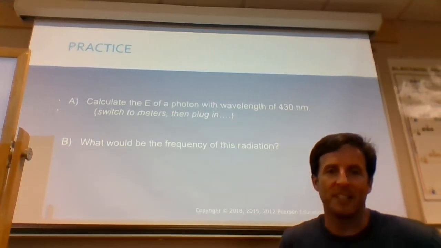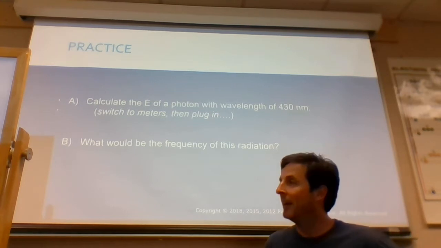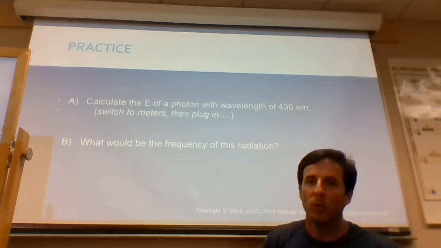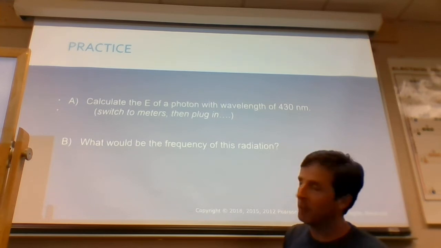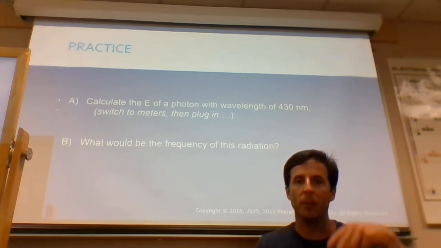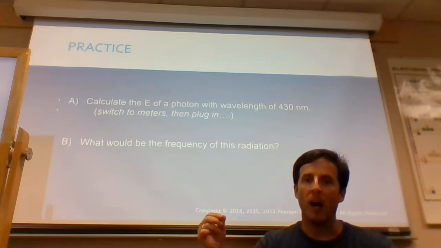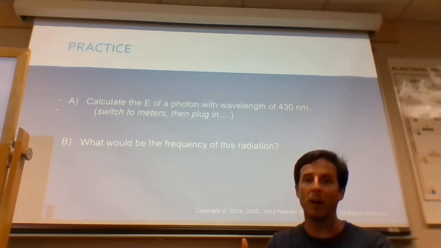Hey guys, we're on slide 16 of the chapter 6 PowerPoint. We're going to keep on moving. Last time I ended on question A of this slide where we had a photon of 430 nanometers. We switched that into meters and then we plug it into the equation E equals hc over lambda to find the energy.